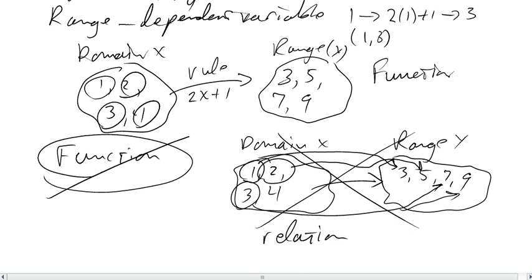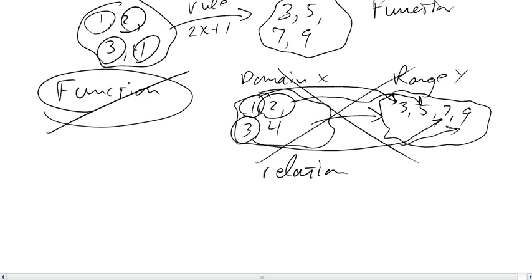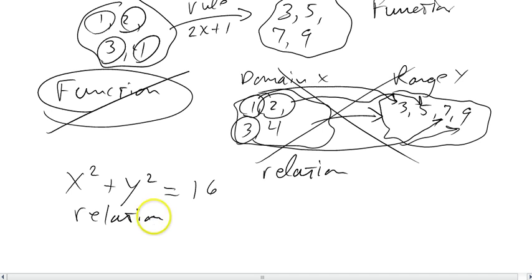Okay? An example in mathematics of a relation that's not a function would be something like x squared plus y squared equals 16. Excuse me, that would not be a function. That would be a relation. Okay, but it would not be a function. Okay, more on this later, and we'll have a little bit of an exercise so that you can work on functions and relations.